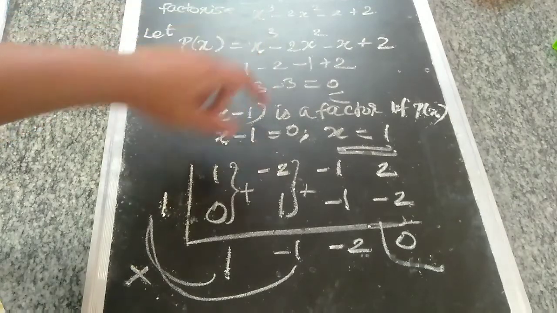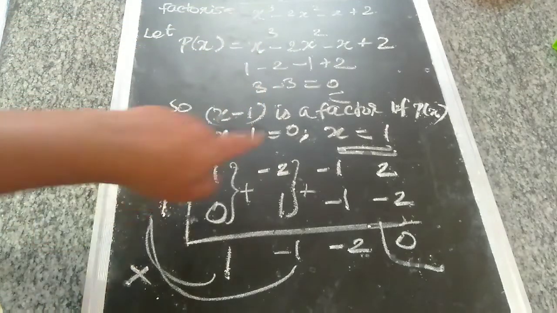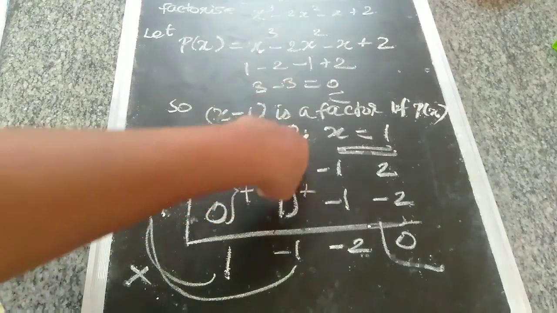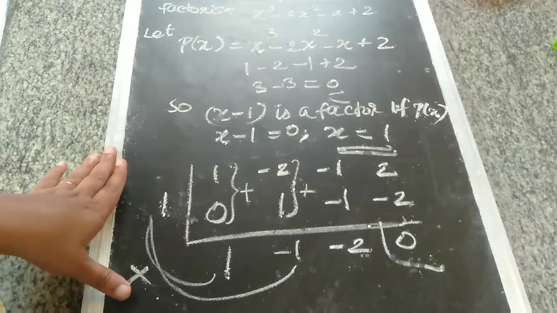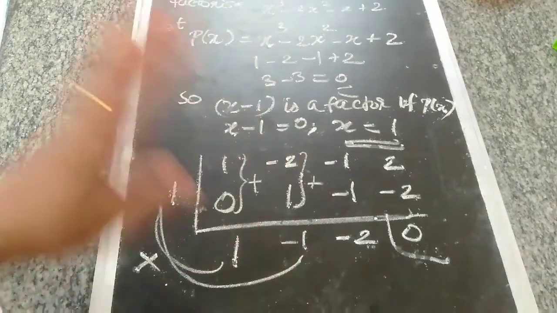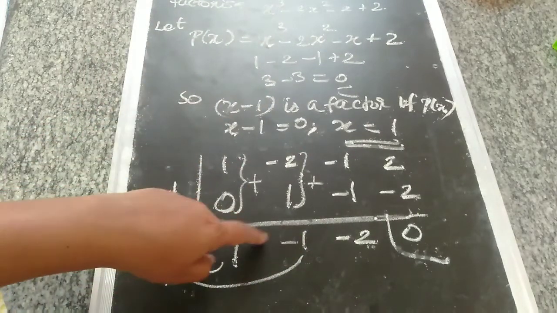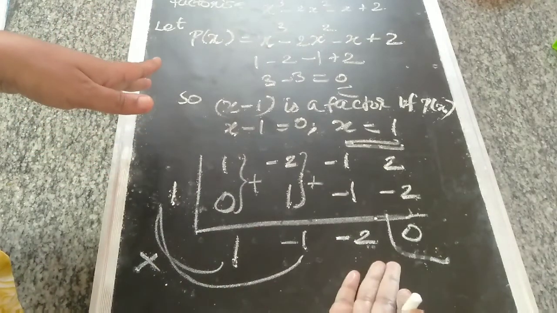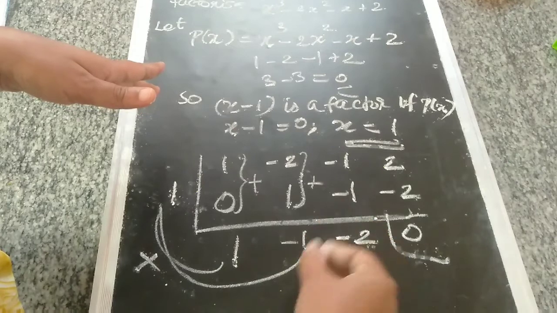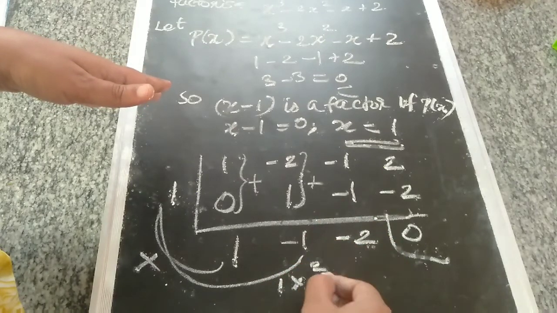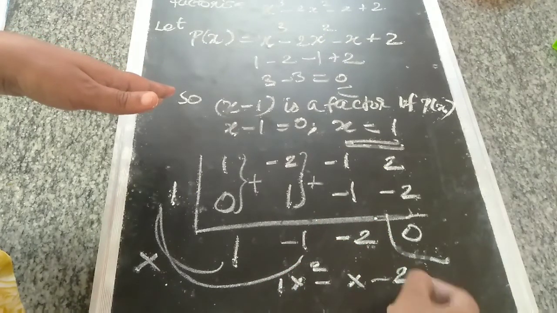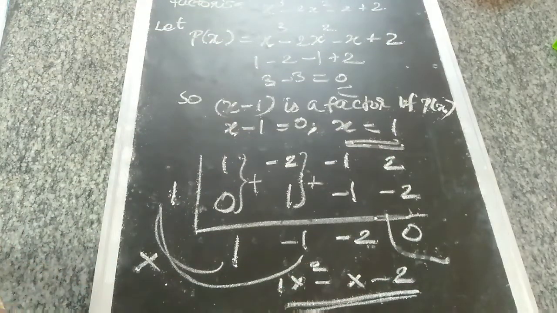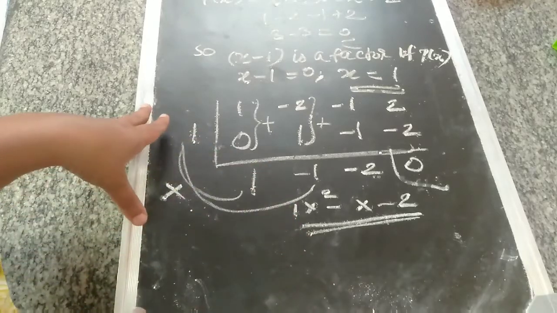For the factor x minus 1, here you have to substitute plus 1, because x minus 1 equals 0, so minus 1 comes to this side as plus 1. Now you have to write the remaining numbers: 1, minus 1, minus 2. How to write them? Reverse order: x square term, then x term, then constant. So x square minus x minus 2. Now the cubic polynomial is converted into a quadratic polynomial.